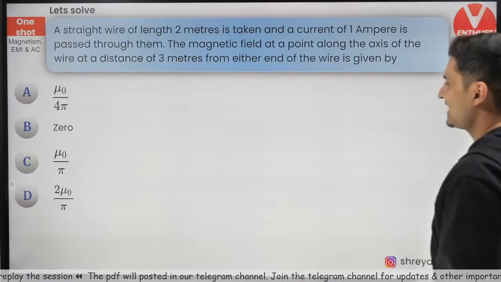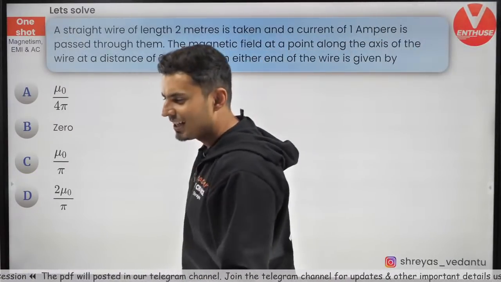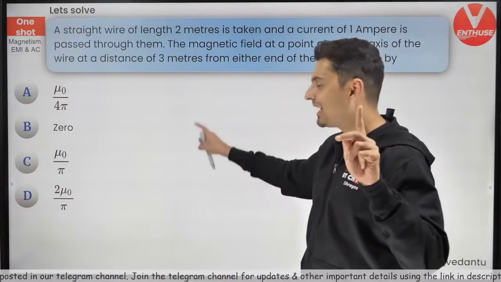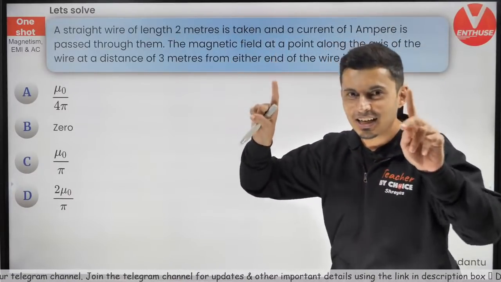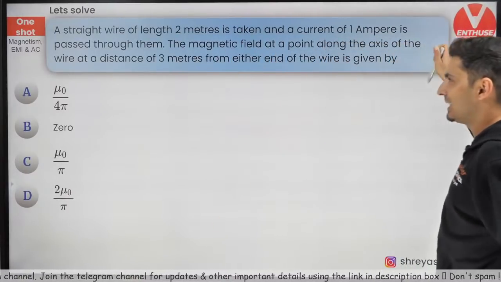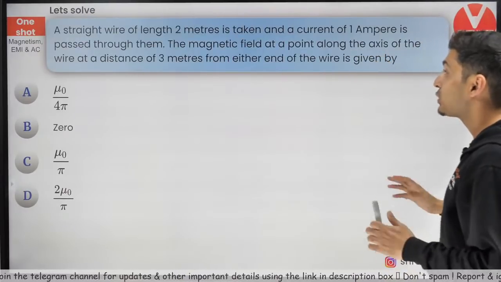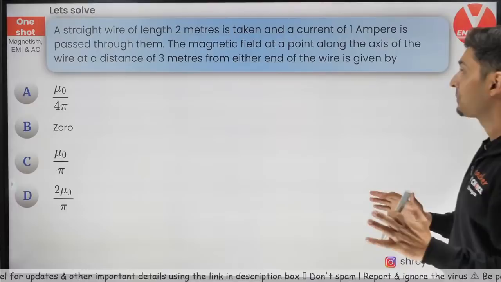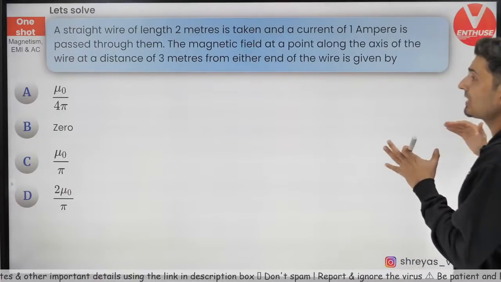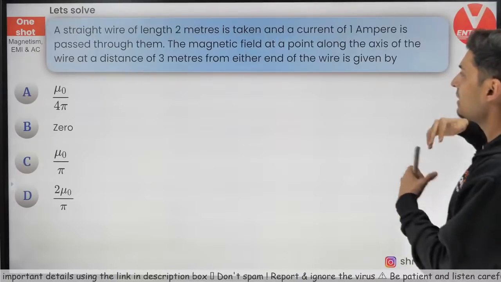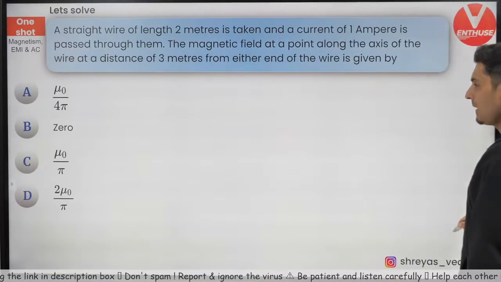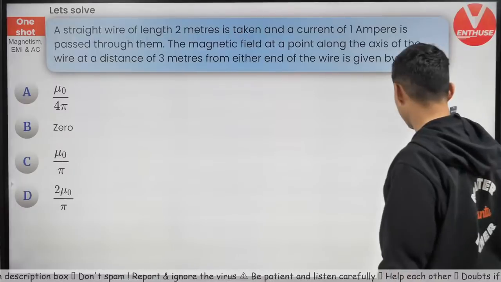Let's move on to the next question. This is also very tricky. Let's see how many of you warriors are going to crack this question when it comes in the CBSE board examination term 1. A straight wire of length 2 meters is taken and a current of 1 ampere is passed through it. The field at a point along the axis of the wire at a distance of 3 meters from either this side or that side is given by how much? Okay, let's see how many of you can do this.